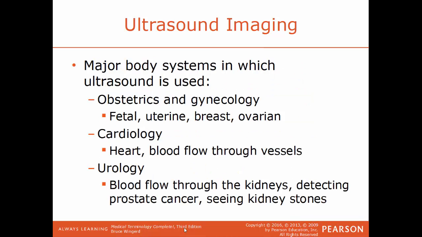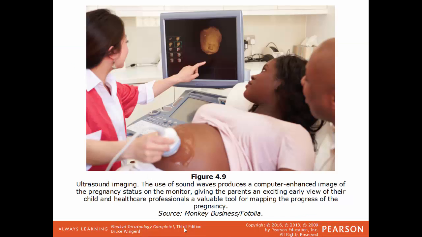There are some body systems where an ultrasound would be used for diagnostics: obstetrics and gynecology, for fetal development, checking for either uterine or breast or ovarian cancers. It's used in cardiology. It's often called an echocardiogram, where you're able to watch the flow of blood within the heart and also through various blood vessels. Also used in urology, where you're checking the blood flow through the kidneys, also to check for prostate cancers in males, and also for seeing any kind of blockages such as kidney stones. Pretty common image of an ultrasound. We're able to view the image of the developing fetus here on the screen.